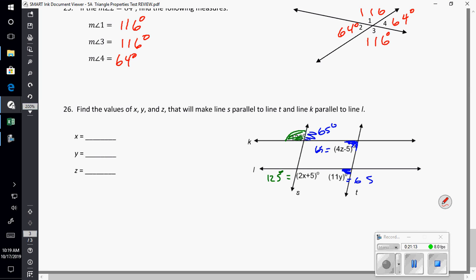So for x, 125 is equal to 2x plus 5, which means 120 is equal to 2x. When I subtract 5 from both sides, divide by 2, and x is 60.